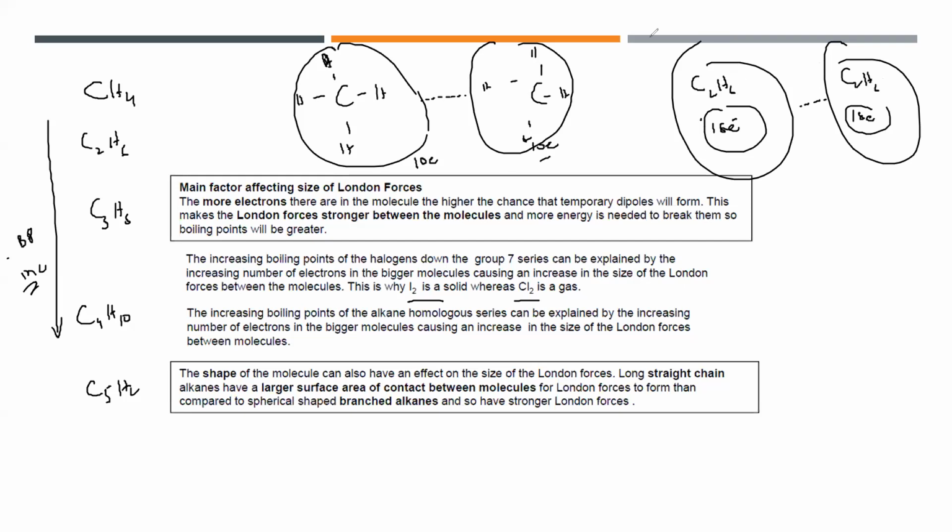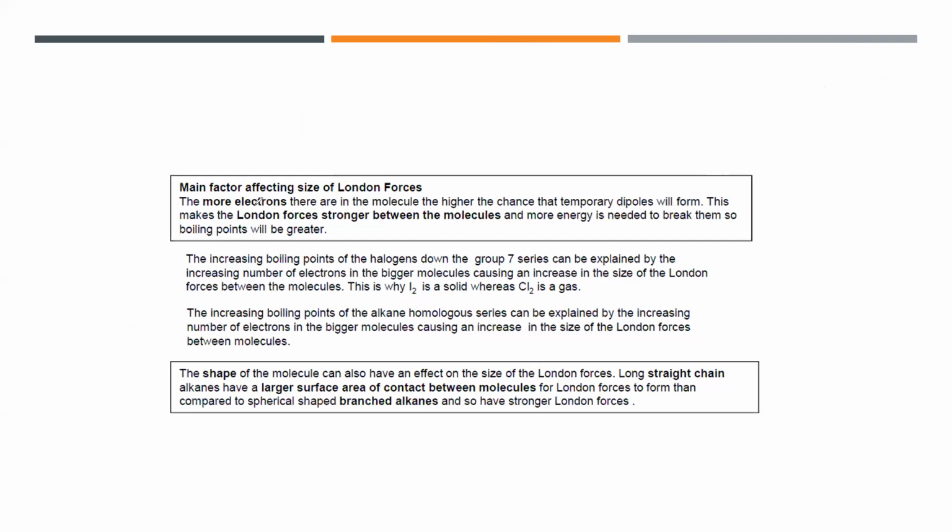So the main factor which affects the London dispersion force is the number of electrons. The more electrons there are in a molecule, the higher the chance of a temporary dipole forming, and this makes the London force stronger and more energy is needed to break them, so the boiling point will be greater.